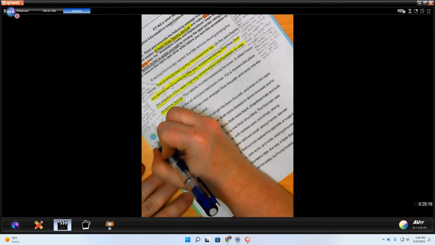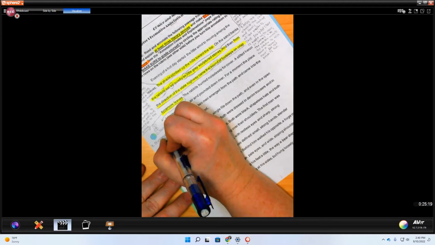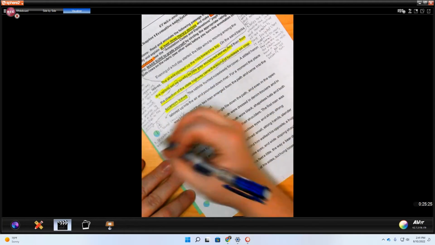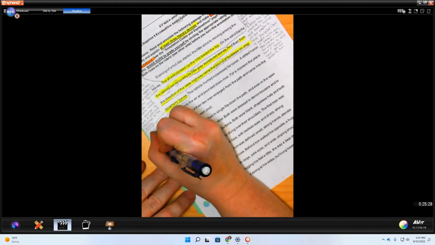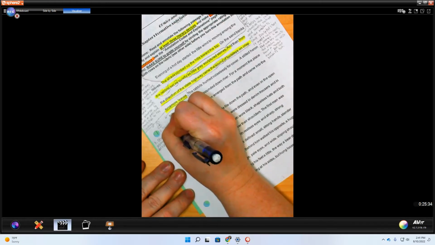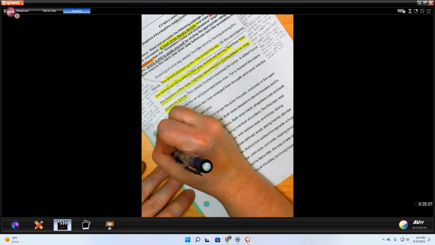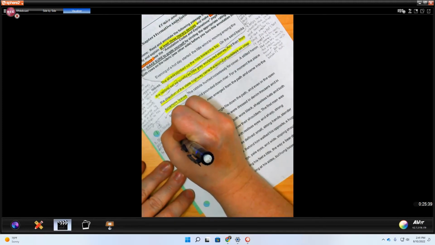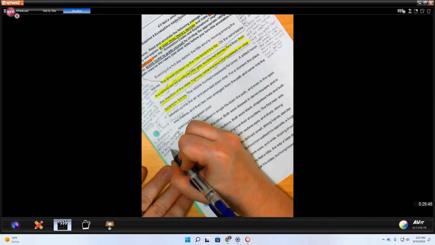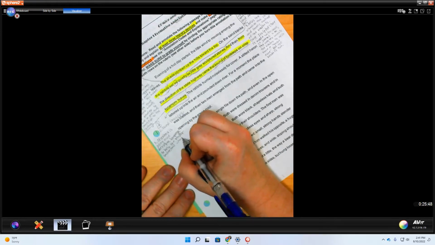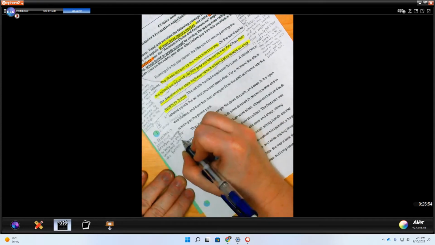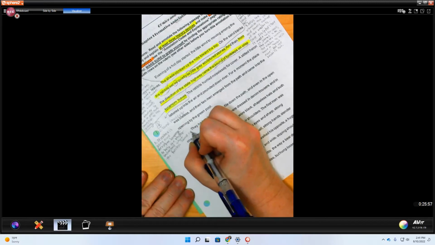So Steinbeck is using vivid, descriptive language to help the reader understand what the footsteps sound like. Okay, so that's number 3.